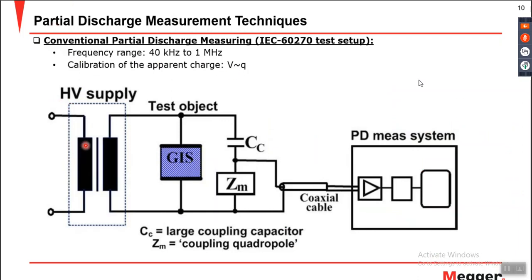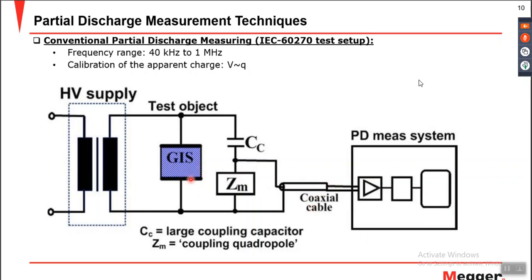So now just to give you a brief example of what exactly the conventional IEC 60270 test setup is all about. Whenever we are talking about the conventional measurement as per IEC 60270, we need to understand this is an offline test, and we have to power up the equipment under test, or a GIS, by means of an external high voltage source. The test object is connected through a coupling capacitor, with an impedance circuit connected in parallel to it, through our PD measuring system.